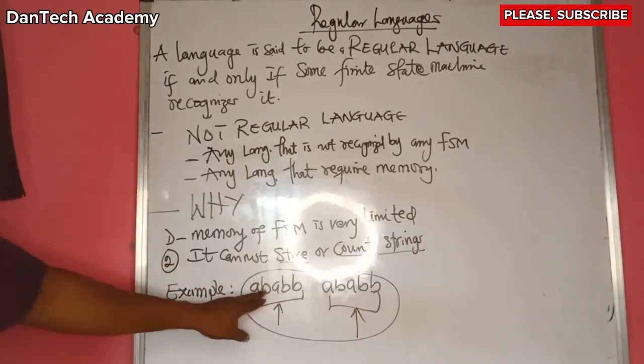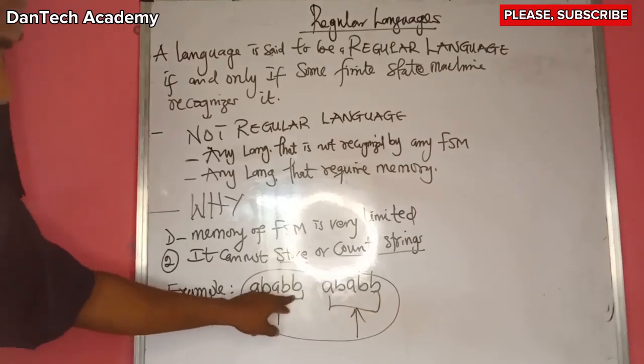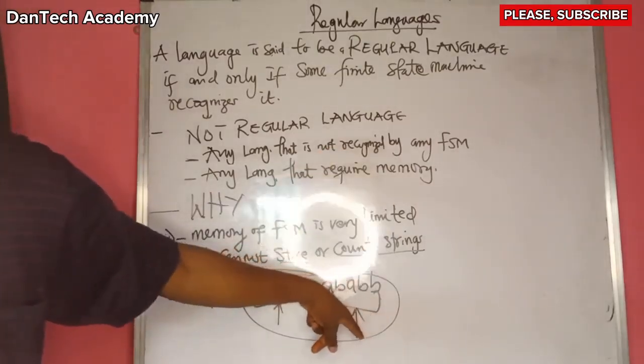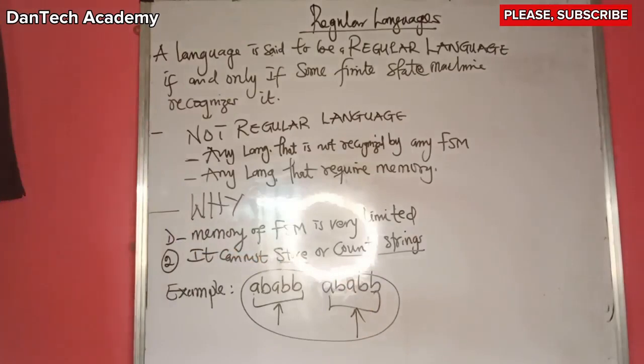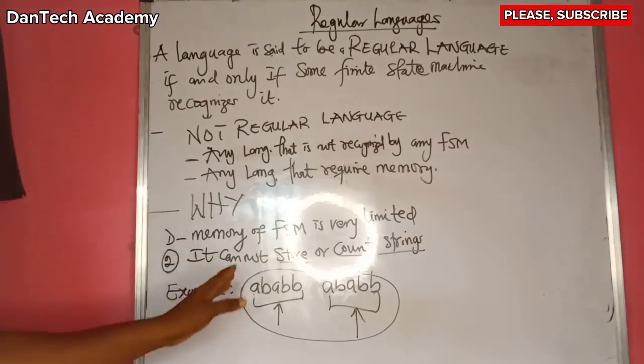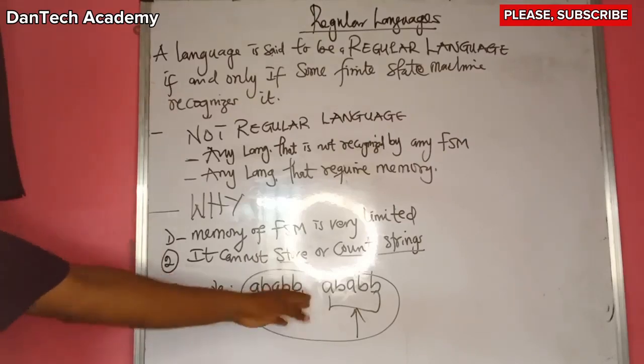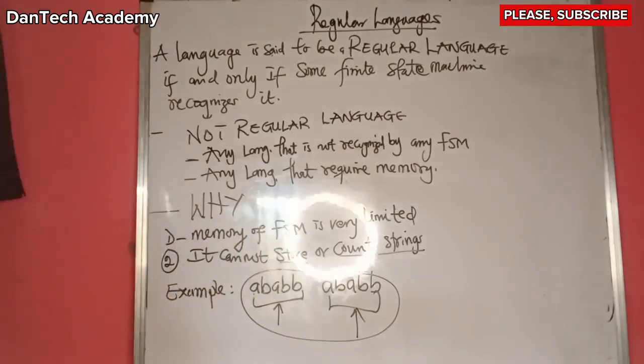The reason is because it repeats. We have ABABB, there's a repetition of it. It can be stored, yes, and it is not FSM. Anything that is FSM cannot be repeated, because it cannot store or count the strings. So this can't be recognized or designed by FSM. If we want to design or recognize this thing, we can't use FSM to do that.